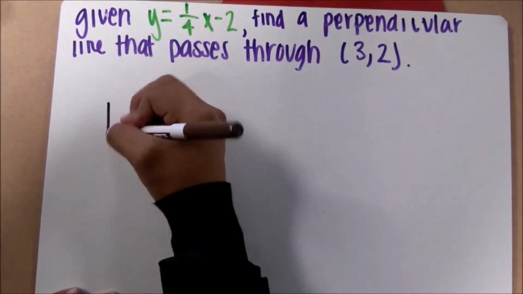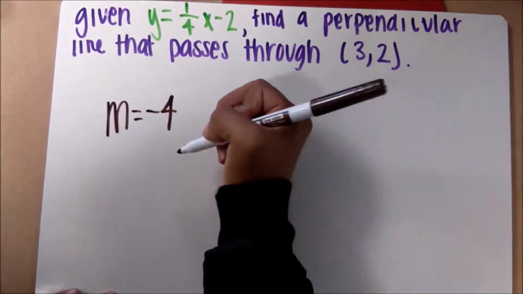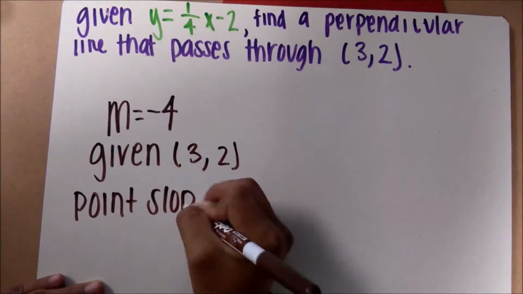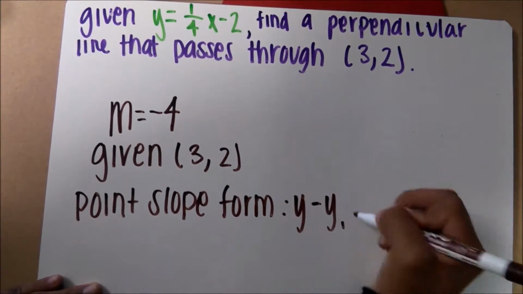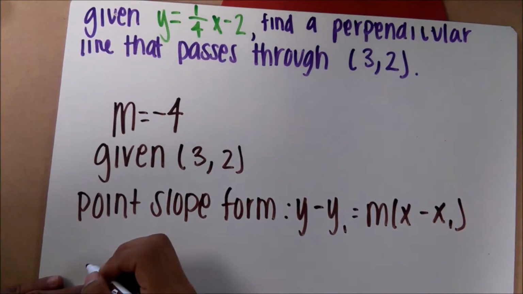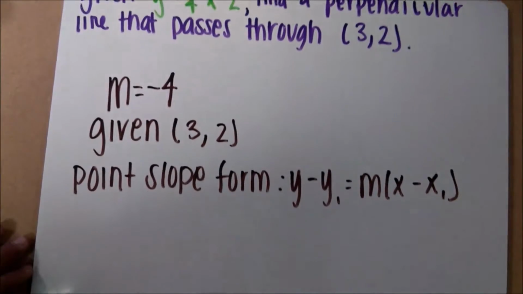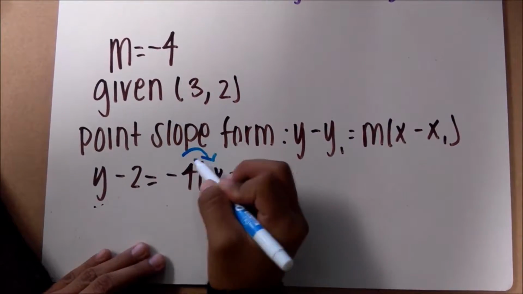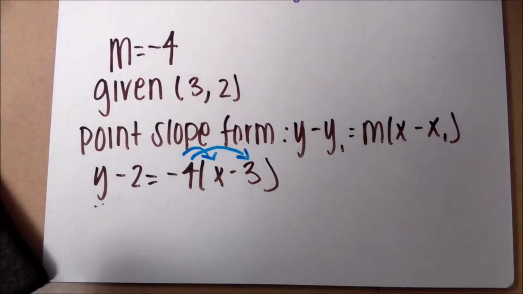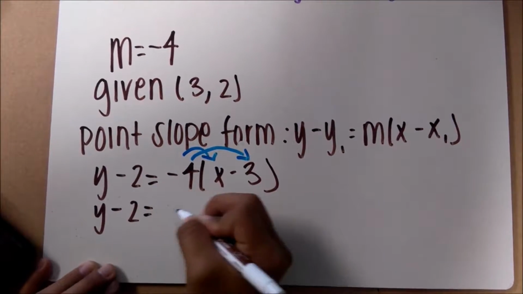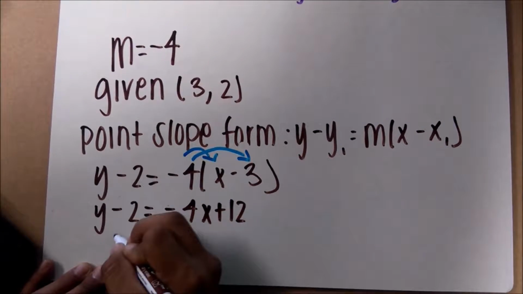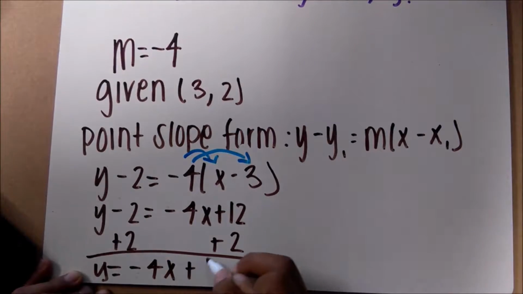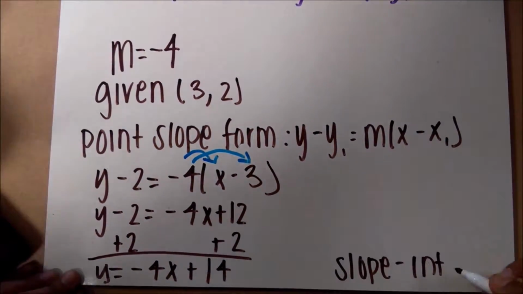You now know the perpendicular slope, which is m equals negative 4, and your given point is 3, 2. You can now use the point-slope form to find a perpendicular equation. The point-slope form is y minus y1 equals m parenthesis x minus x1 parenthesis. You plug in the information that you have into the equation, distribute negative 4 to x minus 3, which then gives y minus 2 equals negative 4x plus 12. Add 2 to each side to isolate y, and you get y equals negative 4x plus 14.